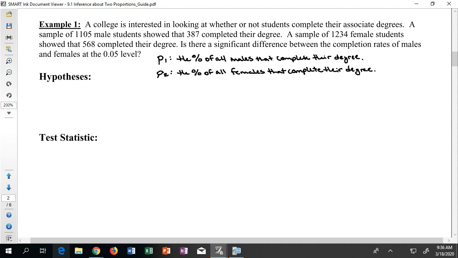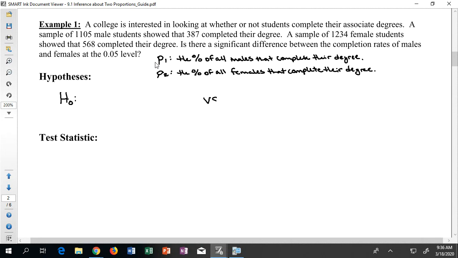Now again, I have no idea what these percentages are because these are the overall values. I did not survey all of the males. I did not survey all of the females. We surveyed some of them. So the numbers that are given in the problem will not help us directly determine these percentages. But I want to make hypotheses about these percentages.